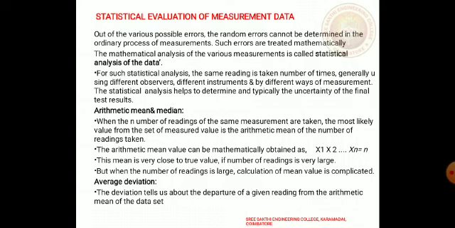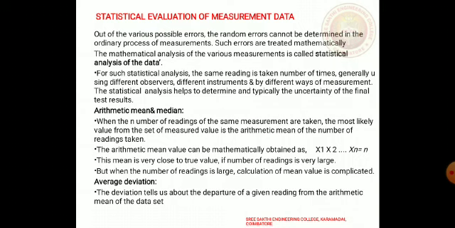Arithmetic mean and median. When a number of readings of the same measurement are taken, the most likely value from the set of measurements is the arithmetic mean of the number of readings taken. Mathematically, the arithmetic mean can be defined as x bar equals x1 plus x2 up to xn divided by n, where xn is the nth reading and n is the number of readings.